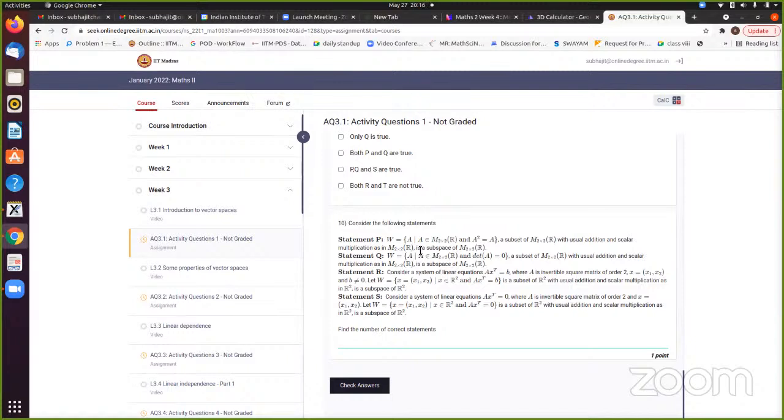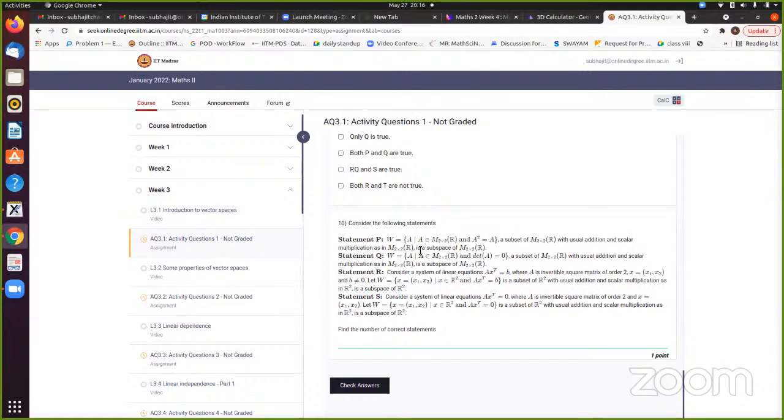A square is equal to A. That is the condition for an element being inside the set. But I am asking, when you have to check whether some subset is a subspace, what are the conditions you have to check? I don't know, sir. Then how can one solve this problem? There and it should be a subset of A, that one, sir.